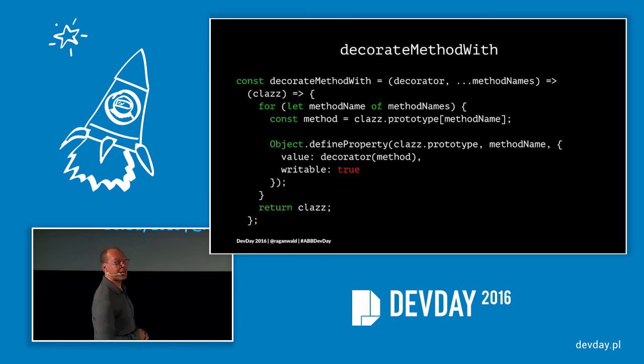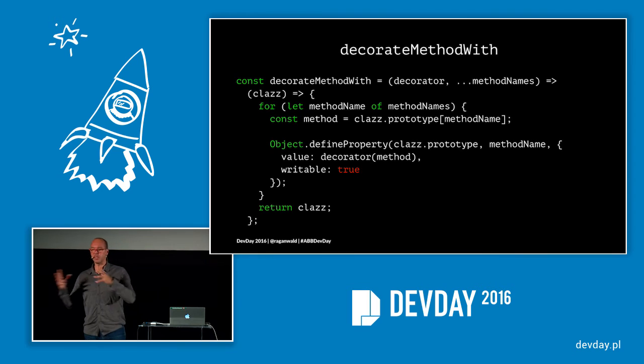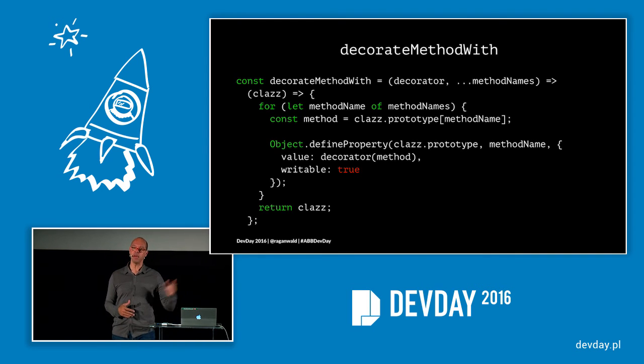Decorate method with, I think this is the worst named function I've ever written, takes some series of method names, and it takes some decoration you wish to do, and it defines some properties on an object such that those properties, if they happen to be functions, are decorated with this particular method name. That sounds like a mouthful.